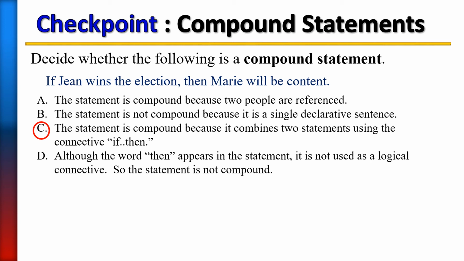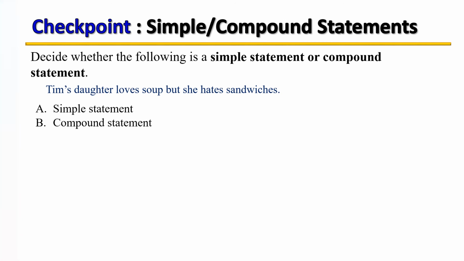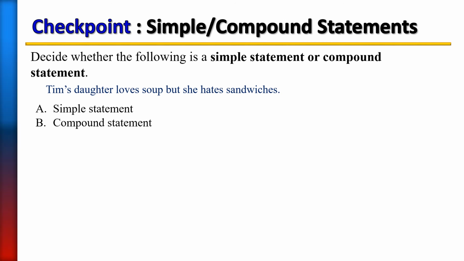Let's do another one. Decide whether the following is a simple statement or a compound statement. Tim's daughter loves soup, but she hates sandwiches. Simple or compound? If you said compound, that is correct. So we have here the first statement, Tim's daughter loves soup, and you have your connective, but, and then you have your second statement, she hates sandwiches. So yes, this is a compound statement.